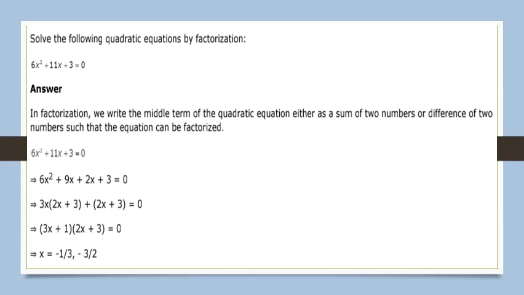From the first two terms we can take out 3x common, so in the bracket it is 2x + 3. From the third and fourth terms nothing is common, so what we will do? We will take out 1 as common and write the bracket as it is. Now take out the common bracket: (3x + 1)(2x + 3) = 0, and that gives you x = −1/3 and x = −3/2.